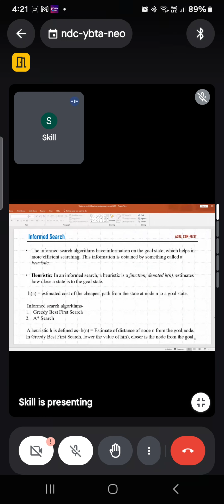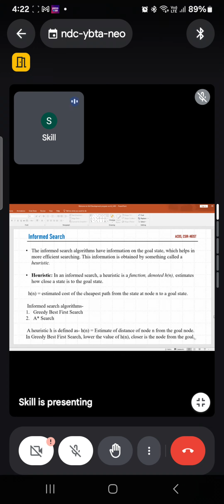Next, moving on to informed search. So earlier we were learning about uninformed search. In informed search, we will see two types of algorithms: greedy best first search and A star search. So what is informed search? Informed search algorithms already have pure information about the goal state, meaning which node we have to visit. That information we already have helps us in efficient searching. This information we call heuristic.